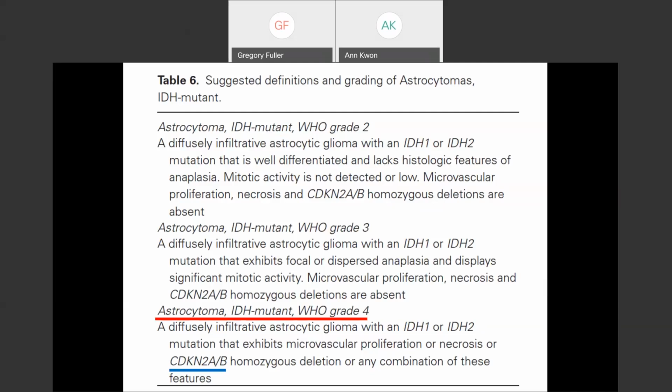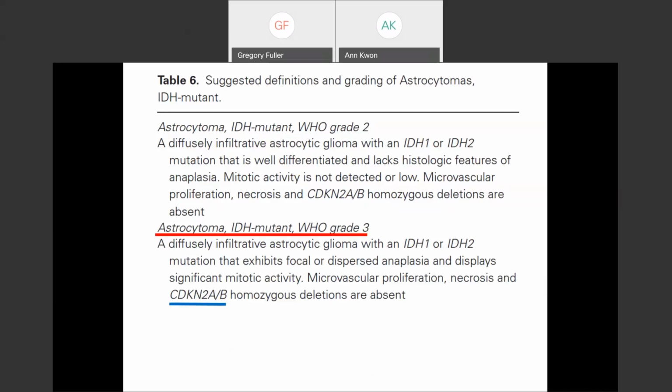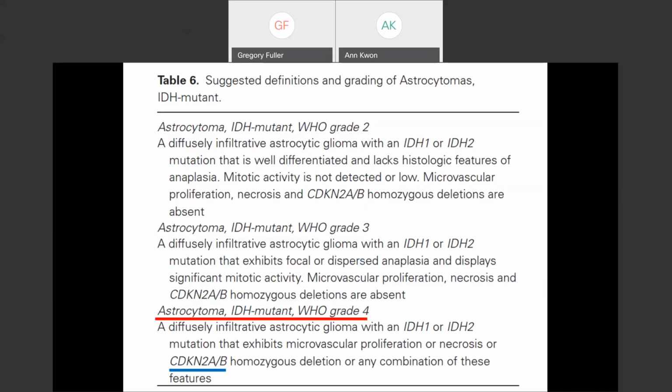Now, the other big thing, as you saw through all of these, was look at this. Mitotic and CDKN2A/B not present in grade 2. CDKN2A/B homozygous lesions absent in grade 3, but if they are present, listen up: you do not need vascular proliferation or necrosis in an infiltrating diffuse astrocytoma, IDH mutant, which has the CDKN2A homozygous lesion, to bump it up to a grade 4. All right, that's the big thing to pay attention to.